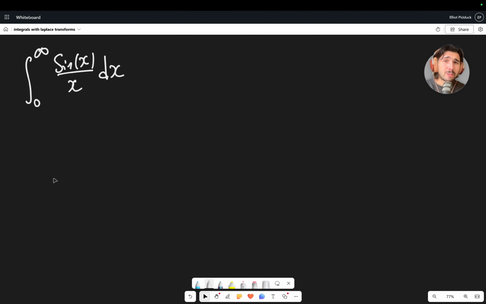Okay, guys, this is a really famous integral. This is the Dirichlet integral. I've already got a video on evaluating this. You can actually evaluate it with Feynman's trick, if you know that, but don't worry if you don't. Let's have a look at how we can do it with Laplace transforms.